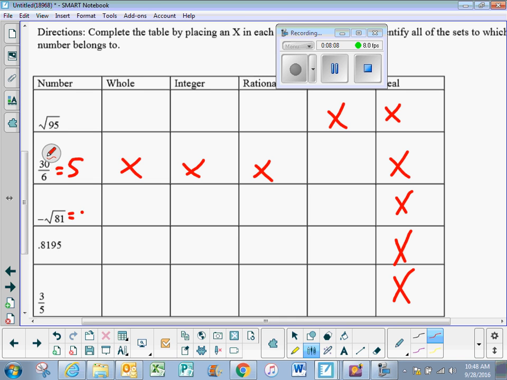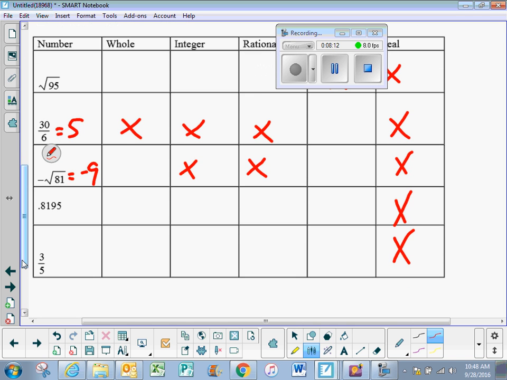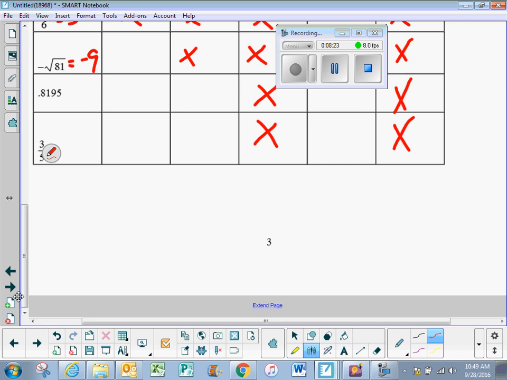This simplifies to be -9. That's an integer, rational, and real. This one is a terminating decimal, rational, real. This one's a fraction, rational, and real. Pretty basic. We spent a lot of time doing that. I really wanted you guys to get that.